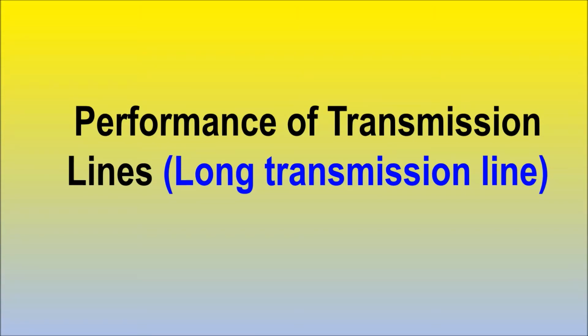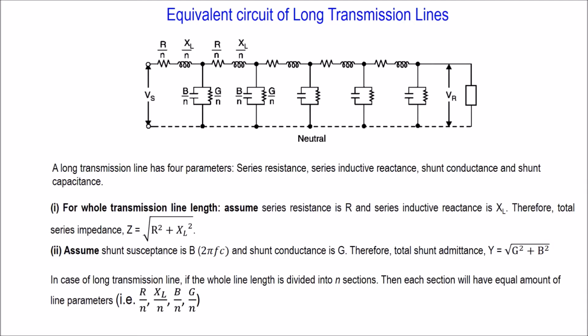In this video, we will show for a long transmission line how the formulas of sending end voltage, sending end current, receiving end voltage and receiving end current are developed to find voltage regulation, line losses and transmission line efficiency. Now, in a long transmission line, we assume all four parameters are available. So, series resistance, series inductive reactance, shunt conductance and shunt capacitance, all four parameters are available, right?